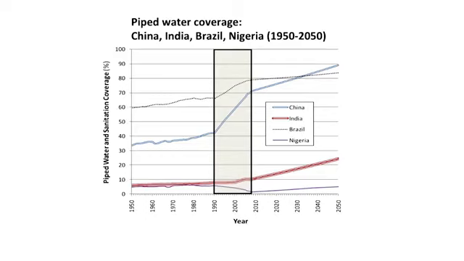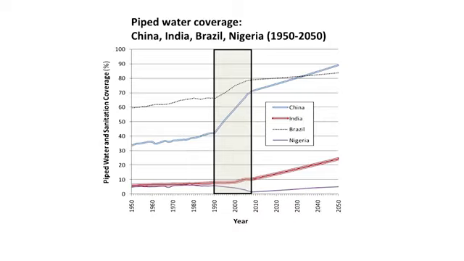These forecasts show that China and Brazil have been moving to very high levels of coverage as economic growth proceeds. This has happened over the last 20 years. India and Nigeria show much lower levels of piped water coverage, but India shows increasing coverage over the next few decades.